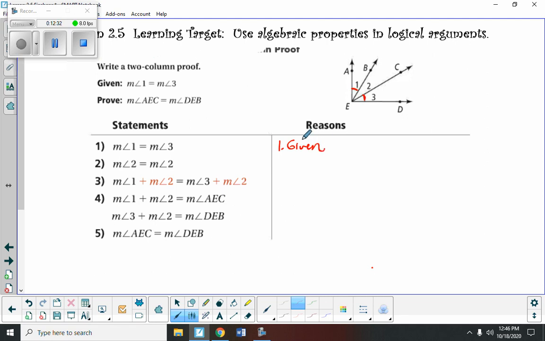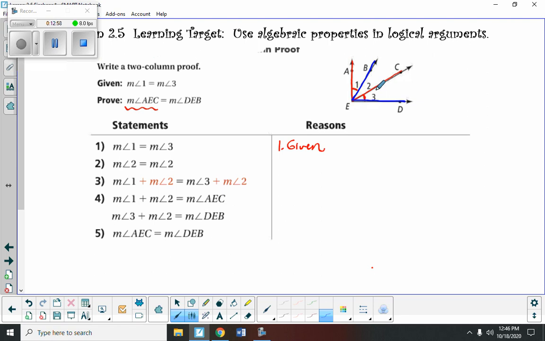What we want to prove is that the measure of angle AEC, so let's look at that, angle AEC. Okay, so that would be 1 and 2 together. That forms angle AEC. That is equal to the measure of angle DEB. So from DE to B. Okay, DEB is 2 and 3 together. And we have to prove that.